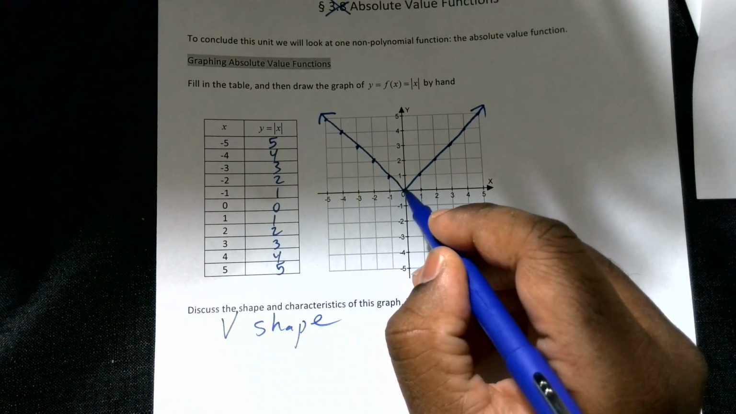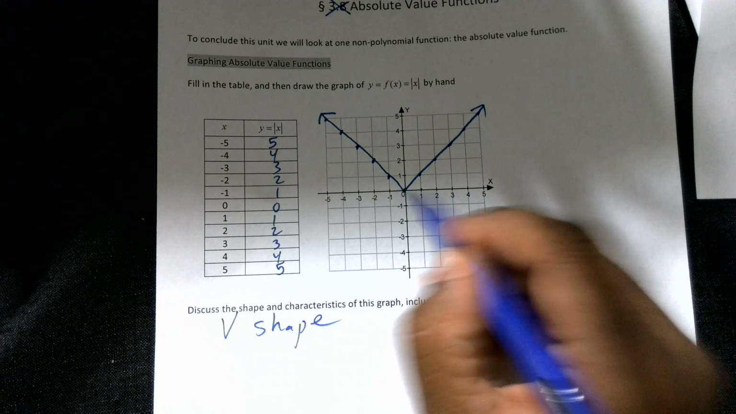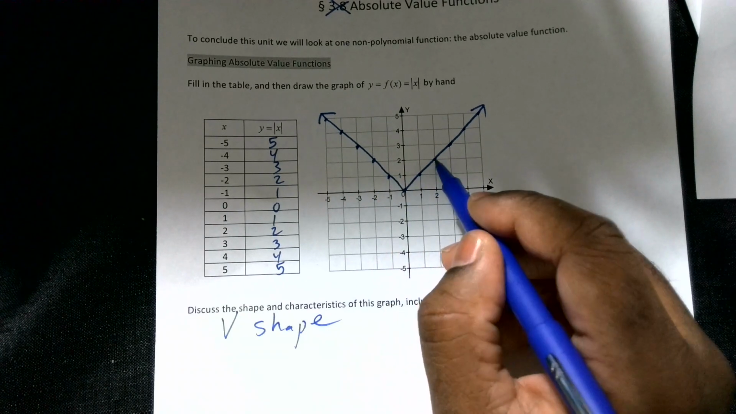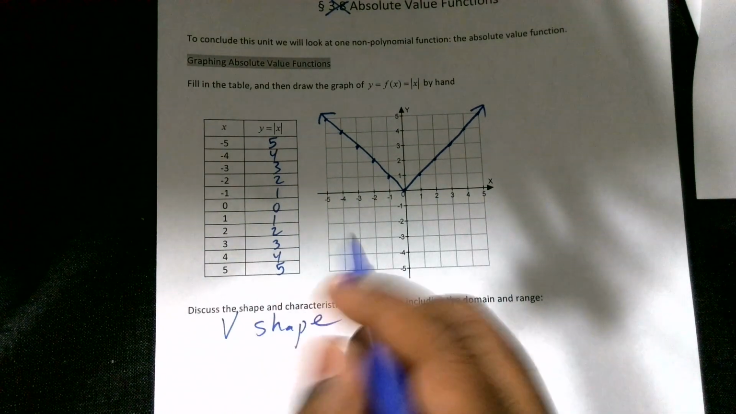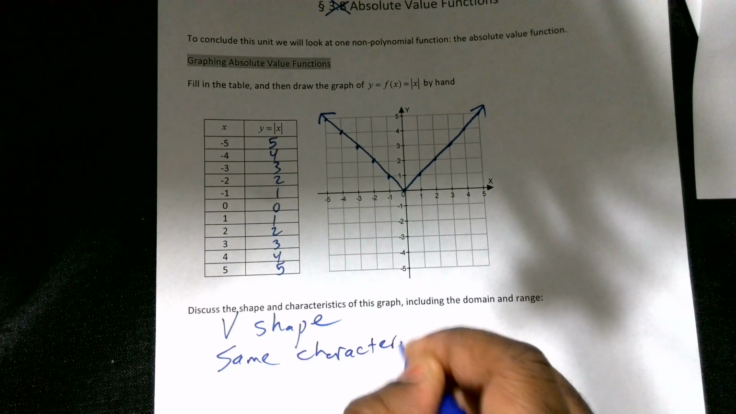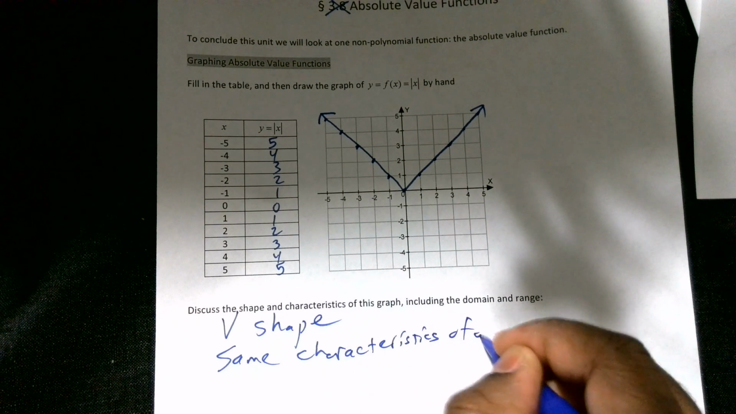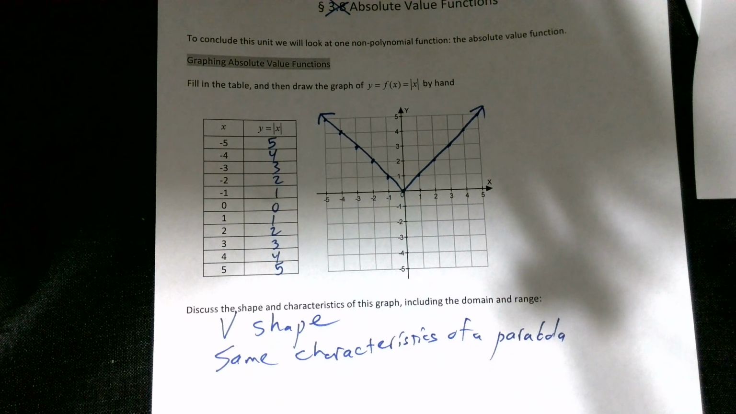Both of these x values are 1 unit away from 0, and both of their y values are 1. Negative 2 and 2 are 2 units away from 0, and both of their y values are 2. So basically what happens here is it has the same characteristics of a parabola. Because remember, with a parabola, once you find the vertex, and this would be considered the vertex, anything that's equal distance from the vertex will have the same y value, which we have here.